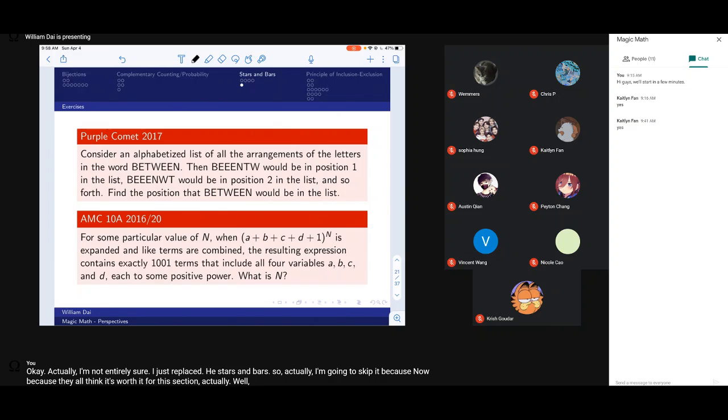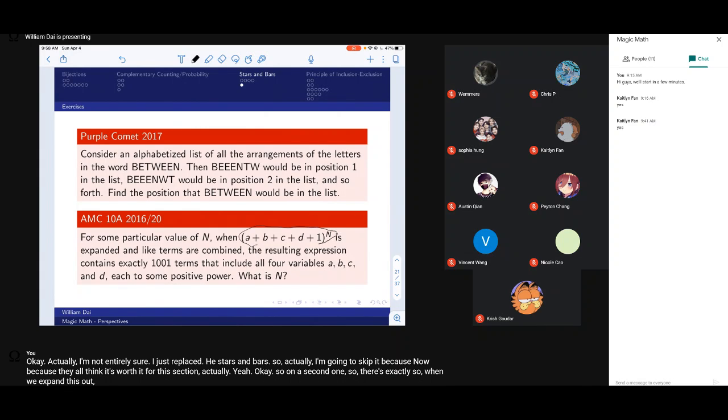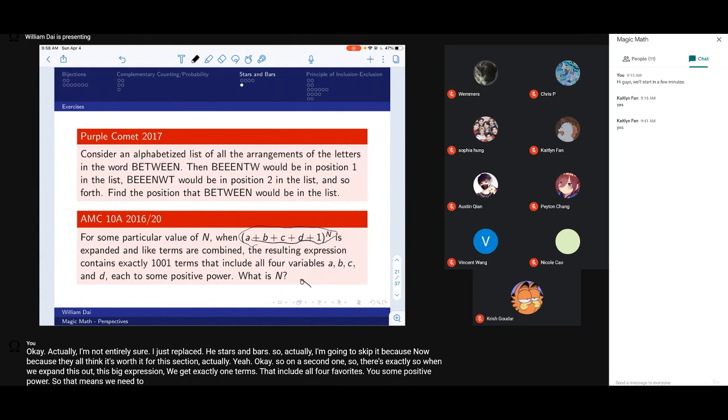Yeah, okay. So on the second one, when we expand this big expression, we get exactly 1001 terms that include all four variables to some positive power. So that means this does not count because it doesn't have any d here. And this is actually stars and bars.